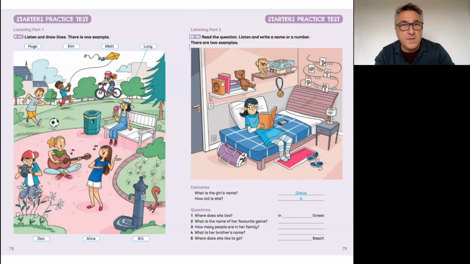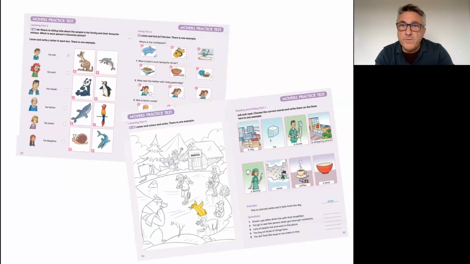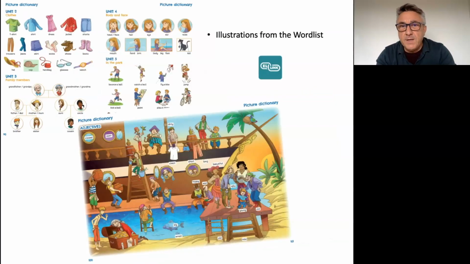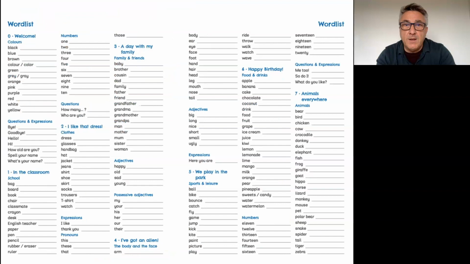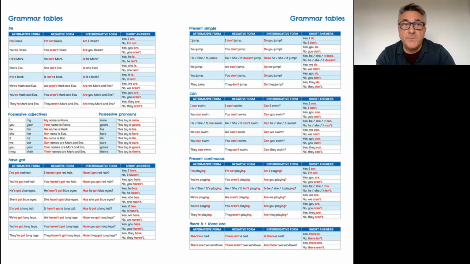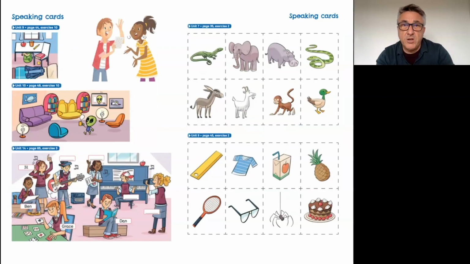There is a full practice test at the end of each of the 3 levels. Here are some pages from Starters and the Movers exam, from Start and Move. And there is a picture dictionary, a word list at the end of the books. This one comes from Start, and the word list is of course aligned totally with the specifications of the Young Learners exams from Cambridge. There are grammar tables at the end of the books to show students as a reference the structures that they're learning in the course.